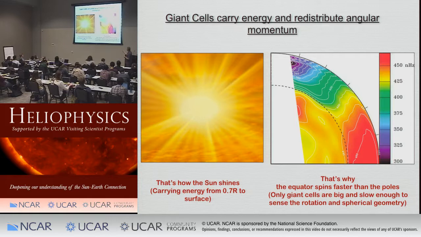Because these global modes, ones that are propagating in the prograde and retrograde directions, will be shifted. They'll have different frequencies. And from that shift, you can infer what the rotation is doing below the surface.